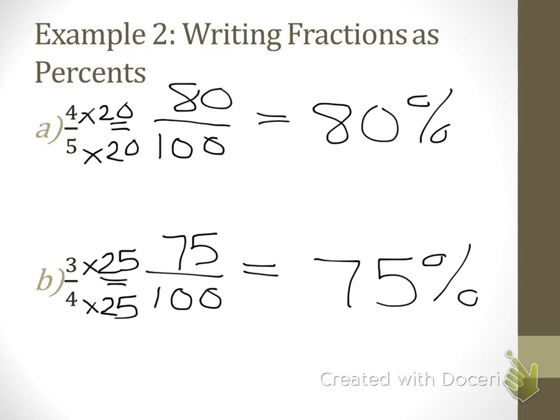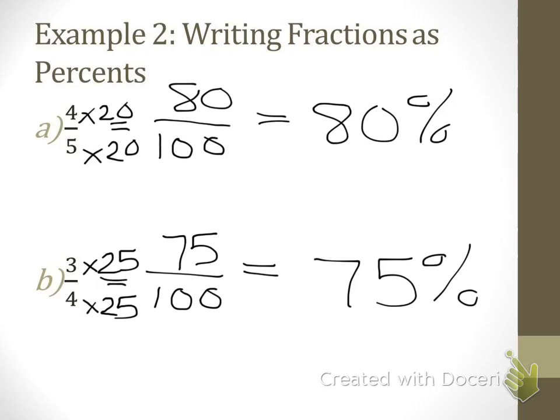Now, this might look familiar to you, okay, because we're kind of finding a missing link between our denominator and the 100. Because in order to find out a true percentage, it has to be over 100. It has to be out of 100. Okay, so we're finding that missing link, kind of like what we did with equivalent ratios in our proportions last chapter. All right, so that's how you would write a fraction as a percent.